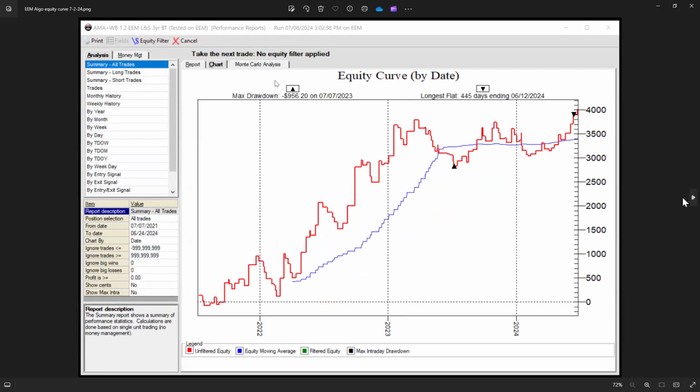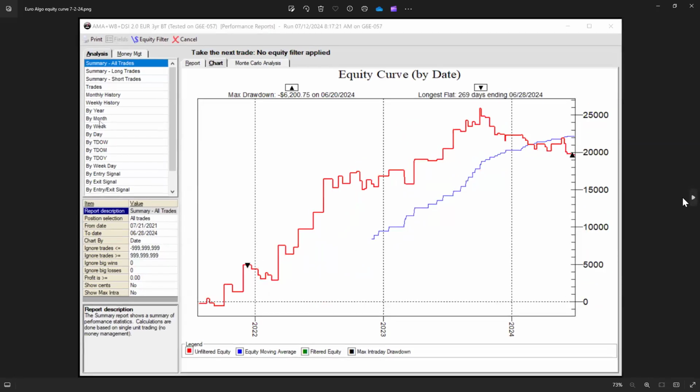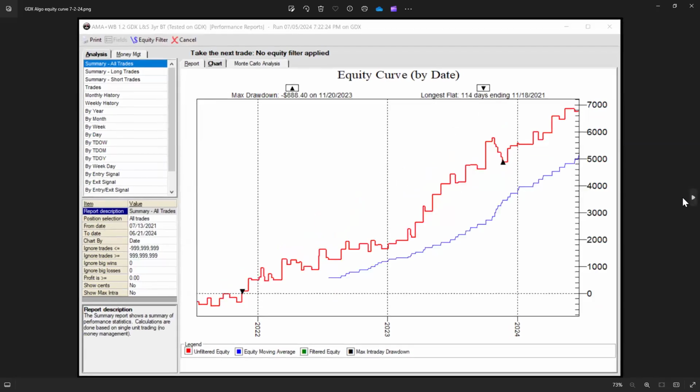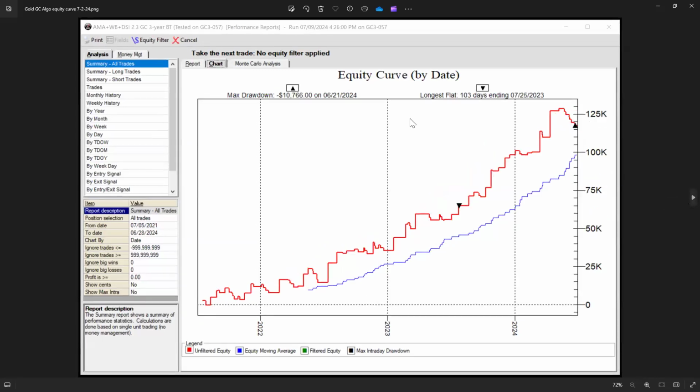This is EEM, not that good. Euro, not really that good. GDX, this one's really quite excellent. Very smooth curve. And another thing about my GDX algo is you could take those very same trade signals and apply them using NUGT or DUST, the 2 times bullish or bearish GDX ETFs.